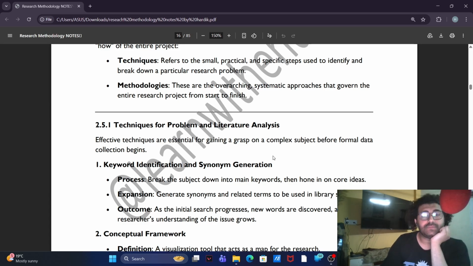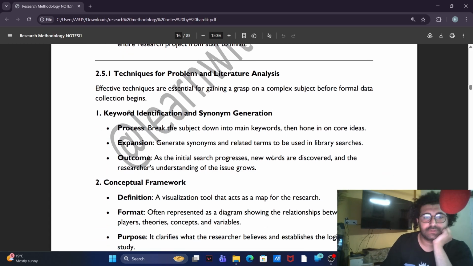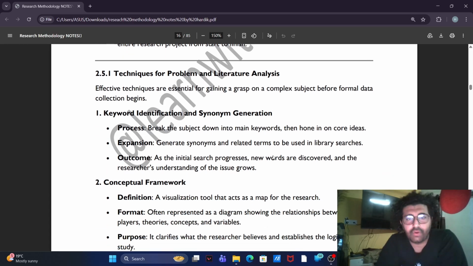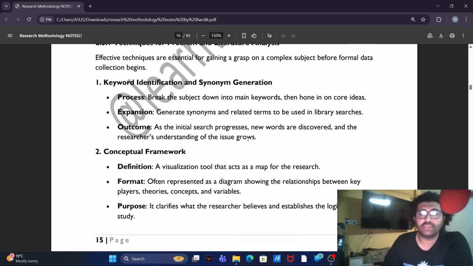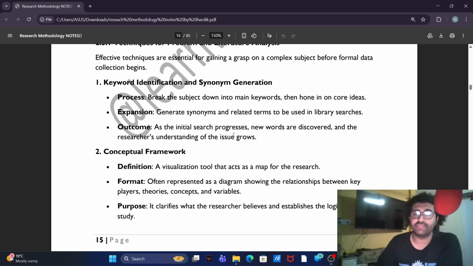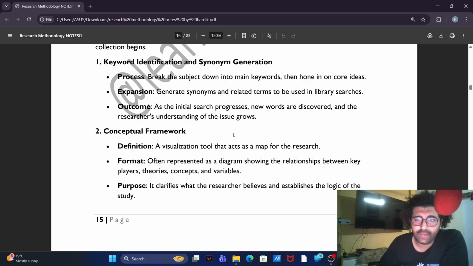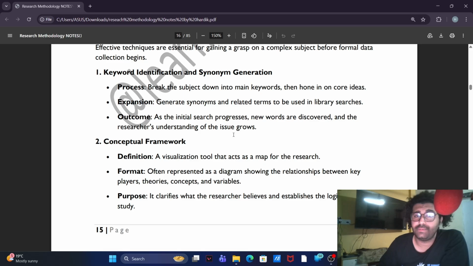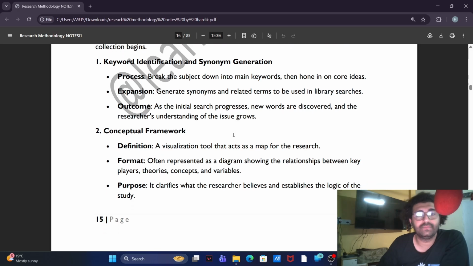Techniques for problem and literature analysis. Effective techniques are essential for gaining a grasp on a complex subject before formal data collection begins. Keywords and synonym generation. Process: break the subject down into main key points, then hone in on core areas. Expansion: generate synonyms and related terms to be used in library searches. And its outcome: as the initial search progresses, new words are discovered, and the researcher's understanding of the issue grows.